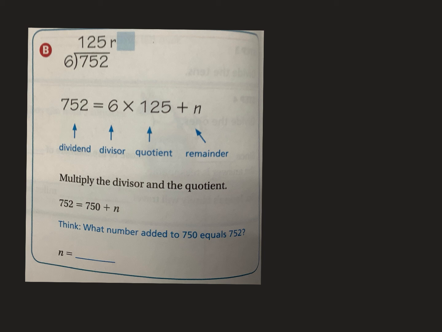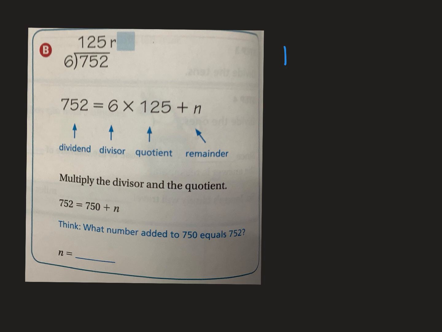Let's take a look at this one. They did most of it for us. 752 divided by 6 comes out to 125-ish. There's a remainder amount, and so we just need to find out how much. We can just do the division one way to find out what the remainder is, or we can do this multiplication, 125.